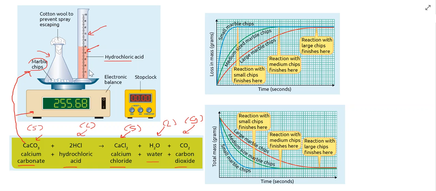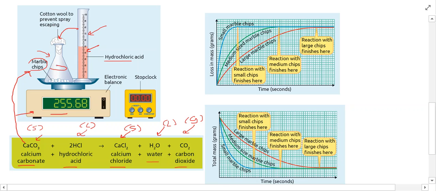Basically what's going to happen is you will set up the apparatus like this, put in your marble chips or your calcium carbonate, measure out an amount of hydrochloric acid, put the whole lot on a balance and take the weight, like so. And you'll record this weight. Then you'll take out this cotton wool and put in your hydrochloric acid, and these will come into contact with each other. Essentially you're adding these two together, and then you put the whole lot back on the balance and set your stopwatch.